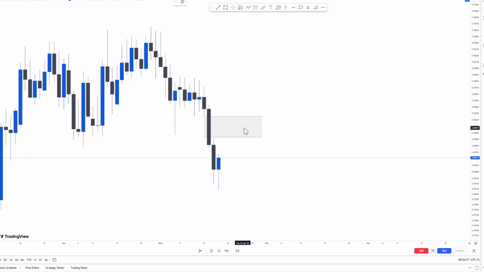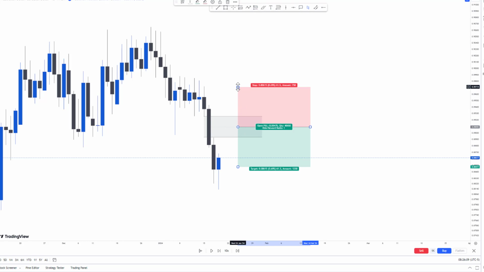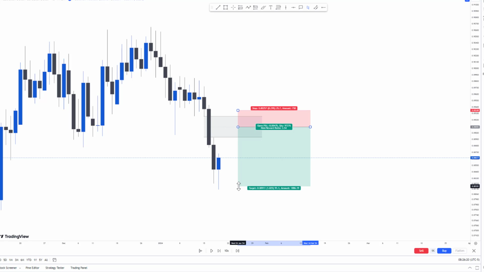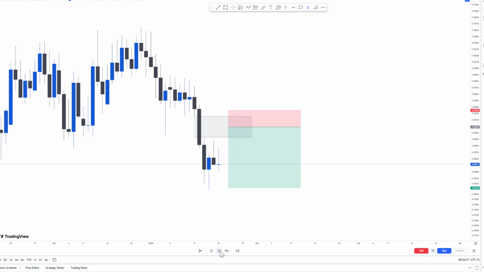So this is how it's being traded. A lot of people might enter at the midway of this, maybe place their stop loss at the wick or maybe below this zone. Depends on how you place your trades, then you can actually place your targets. Now playing this forward, what you can see, price came very close.